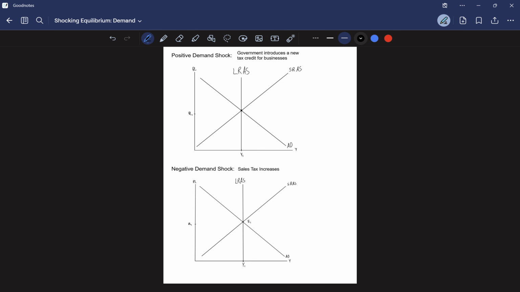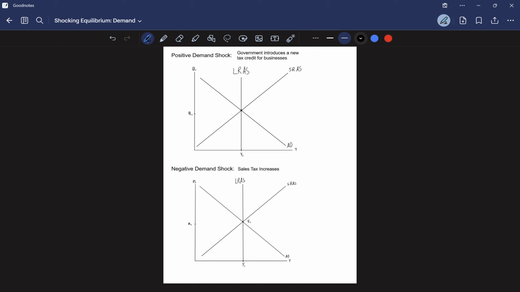Today we'll be shocking equilibrium demand. So let's first take a look at our graph, get a little familiar. We have a vertical LRAS curve, long run aggregate supply, an upward sloping short run aggregate supply, downward sloping aggregate demand, and on the axis we have price level on the y and output or Y on the x-axis.